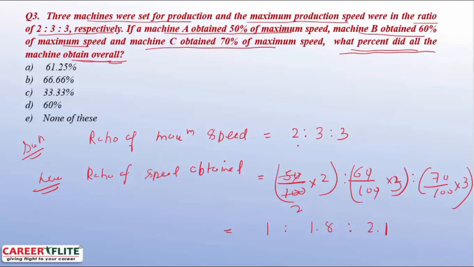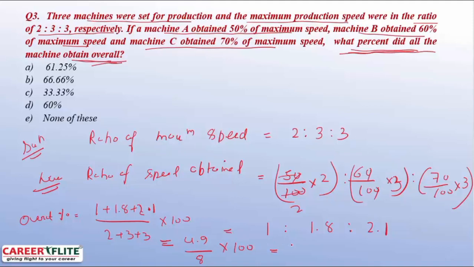But what do we need to find? We need to find what percentage did all the machines obtain overall. So the overall percentage is, we must add 1 plus 1.8 plus 2.1, divided by the original maximum speed ratio total, that is 2 plus 3 plus 3. Since it is a percentage, into 100. Okay, so we will get 4.9 by 8 into 100.